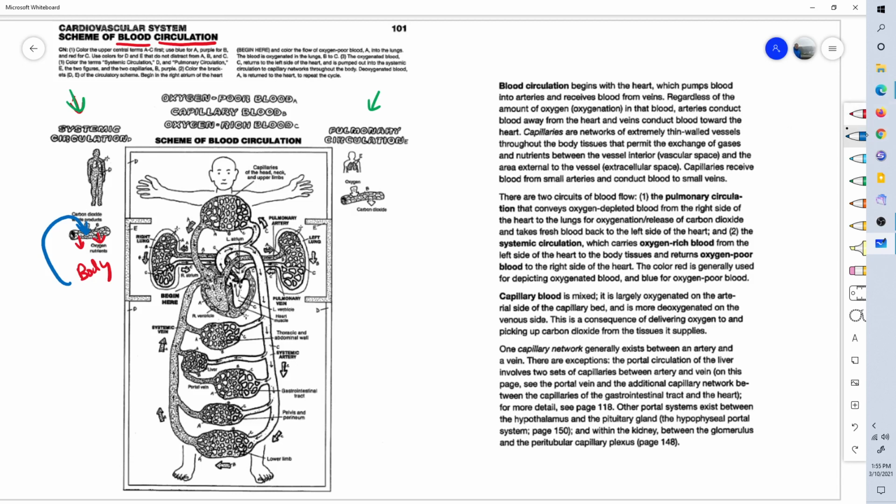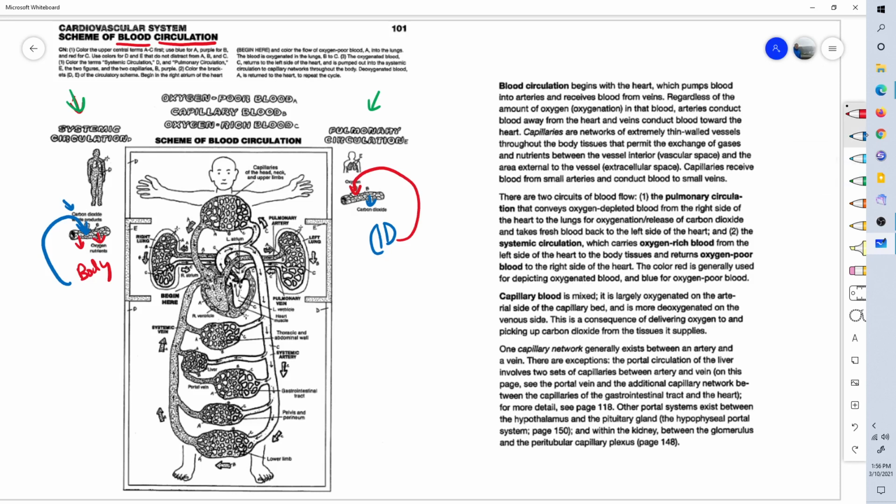The pulmonary circulation, when we get to the lungs, is the opposite. It's where this carbon dioxide and waste leaves the bloodstream to go to the lungs, and where oxygen from the lungs is brought back into the blood. That's called pulmonary circulation. So let's begin.